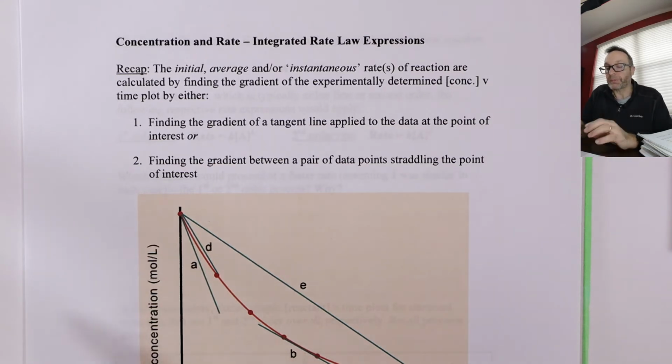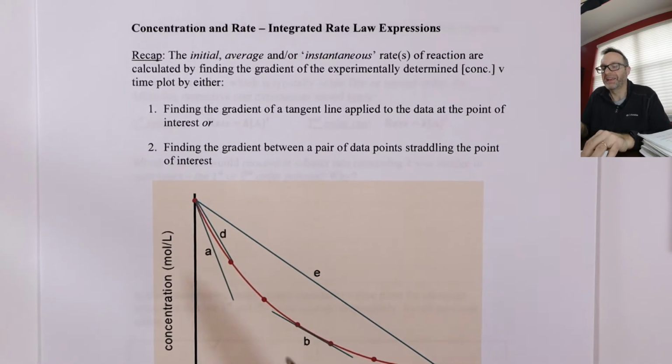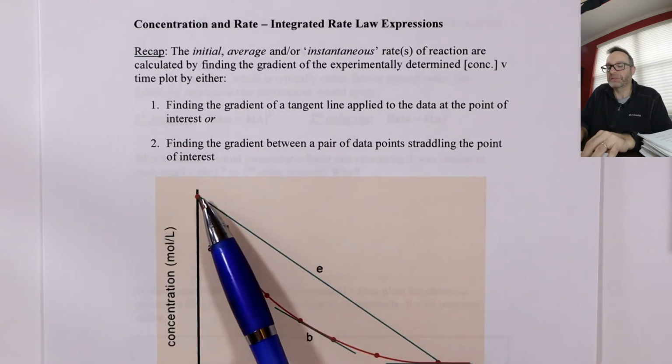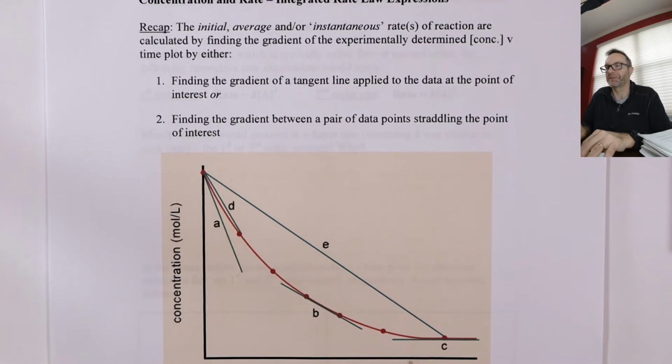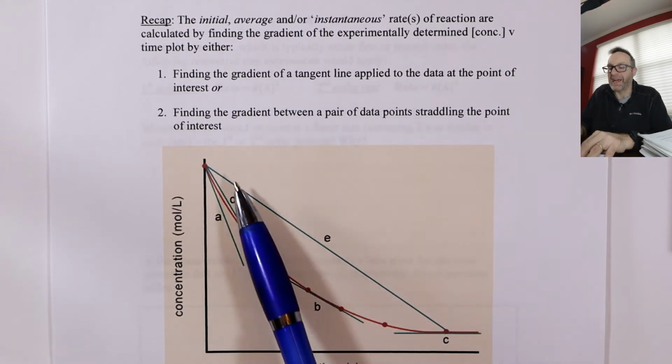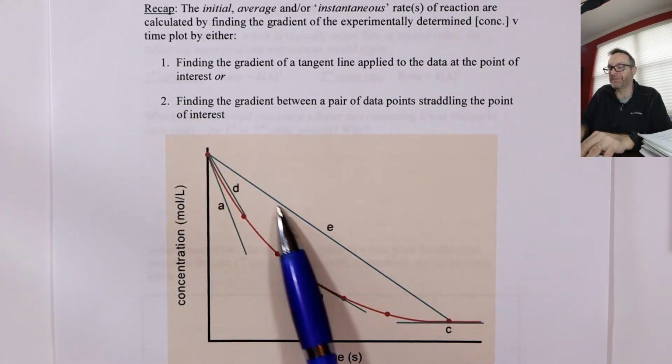So, quick recap first. Remember our classic graph here. The initial rate is the slope at t equals 0 of the concentration versus time graph. An average is just the gross amount of concentration lost over the entire time.